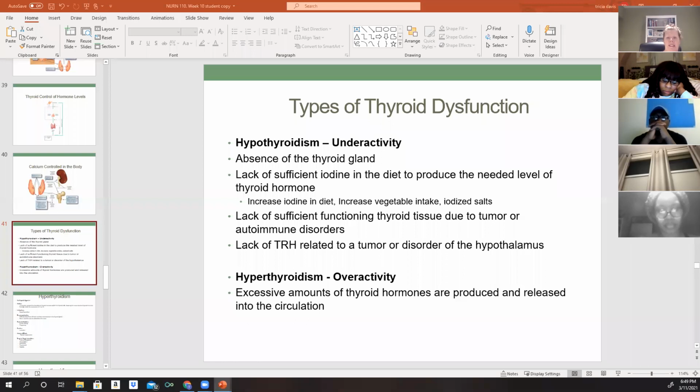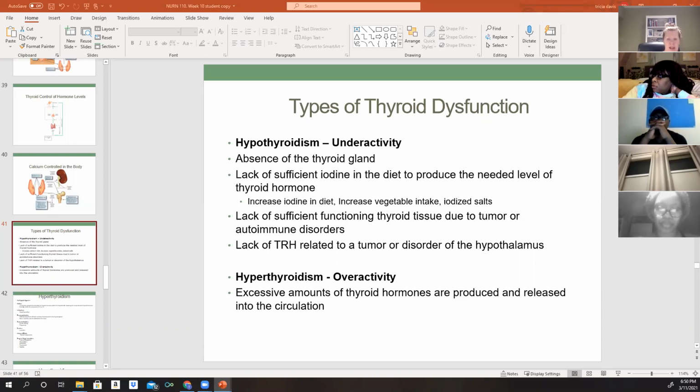So we said that you could have a lack of sufficient iodine in the diet, which we need to help produce thyroid hormone. If we were doing education, we would tell our patients to increase iodine in their diet. You can increase your vegetable intake because you're living a healthier lifestyle. So vegetables will help. You can use iodized salt because it has iodine in it.